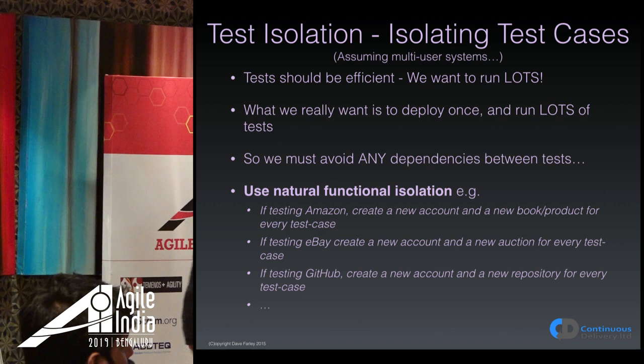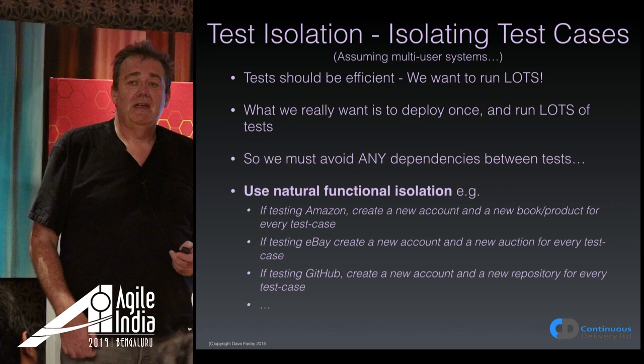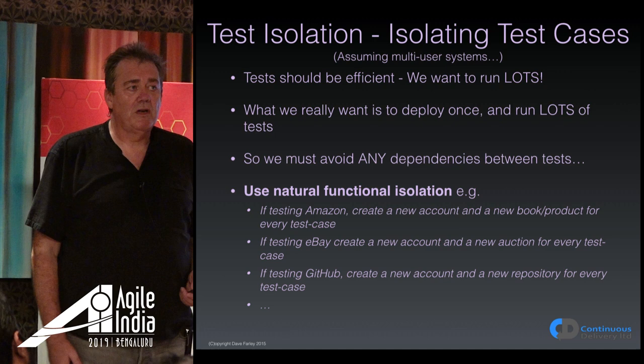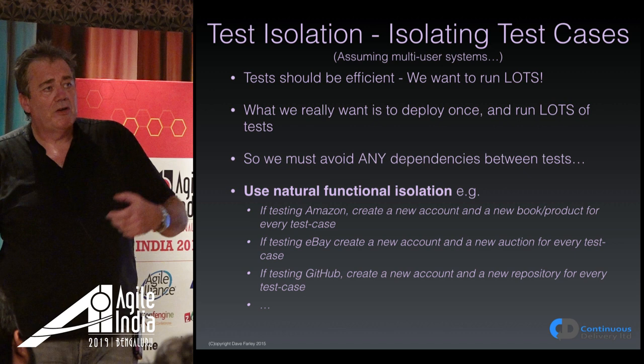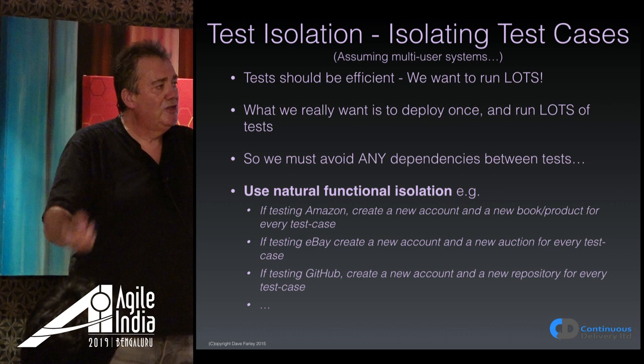And there's a simple little trick: every case where I've ever looked in a system, you can use the natural functional isolation in the application to isolate test cases from one another. So if we were testing Amazon, every test would begin by creating a new account and a new book in the store, or a new product in the store that you were going to work with. Every single test case. And that means that they don't bump into each other because you're going to be creating new instances of those things for every test case that runs.